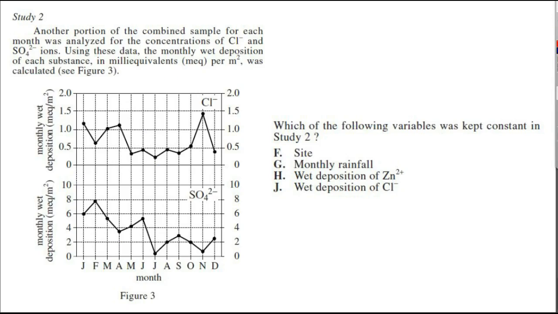All right. Question number 2. We've got the same study, same question, same passage, different study, and we've got another portion of the combined sample for each month was analyzed for the concentrations of Cl and SO4 ions. Using these data, the monthly wet deposition of each substance in milliequivalents was calculated, and we're looking for which was kept constant in this study.